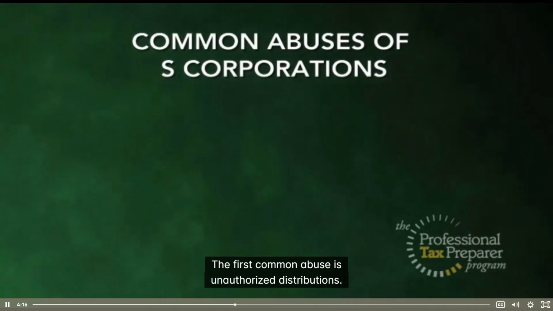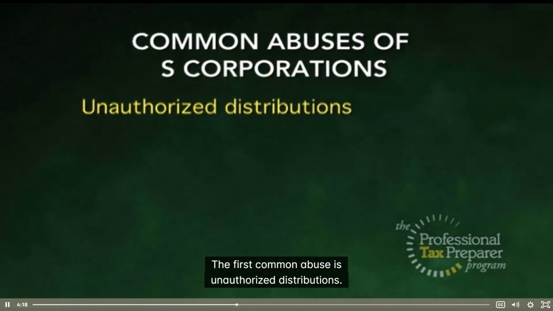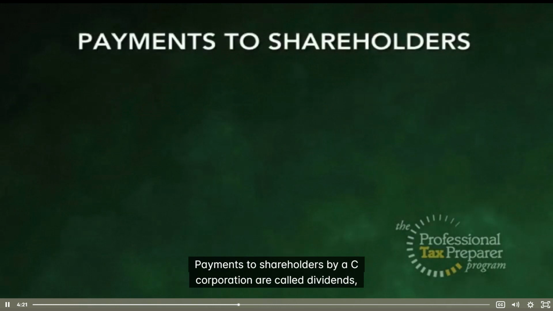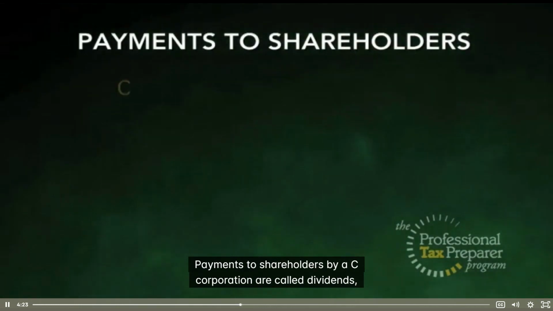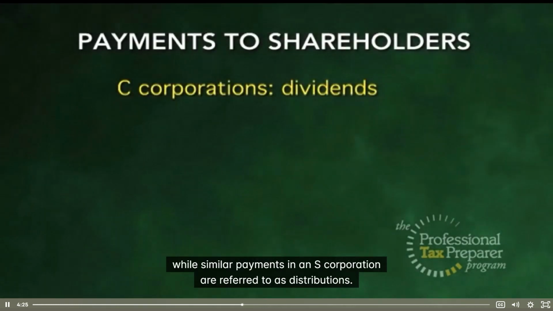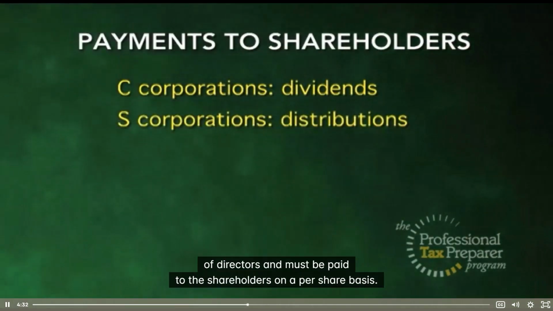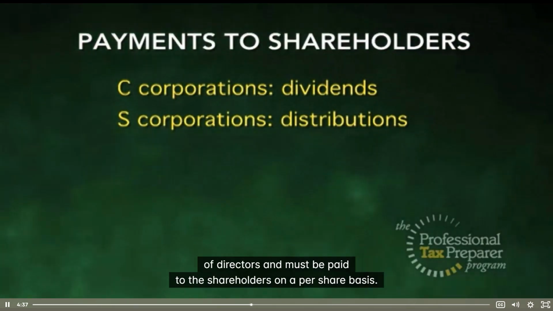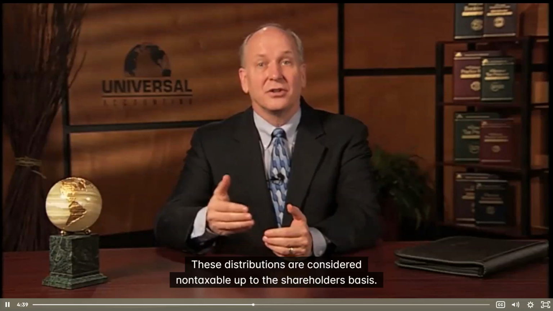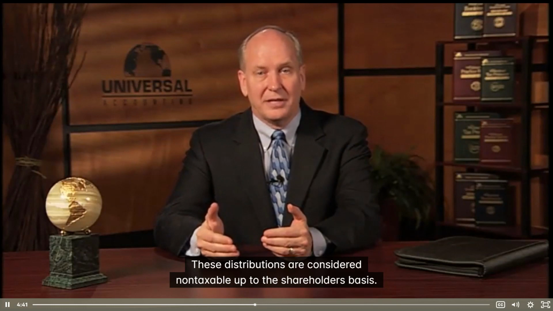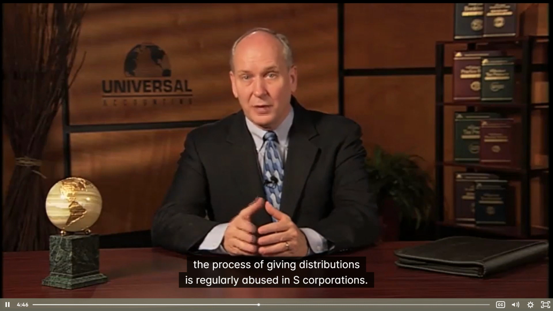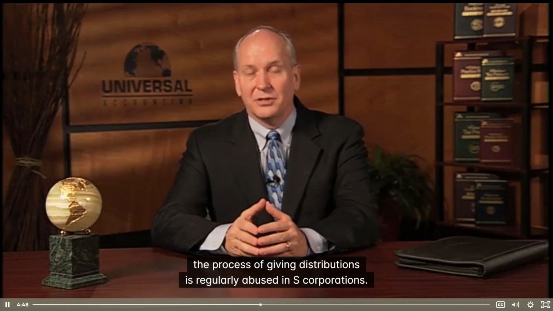The first common abuse is unauthorized distributions. Payments to shareholders by a C corporation are called dividends, while similar payments in an S corporation are referred to as distributions. A distribution is declared by the board of directors and must be paid to the shareholders on a per-share basis. These distributions are considered non-taxable up to the shareholders' basis in the S corporation. The process of giving distributions is regularly abused in S corporations.